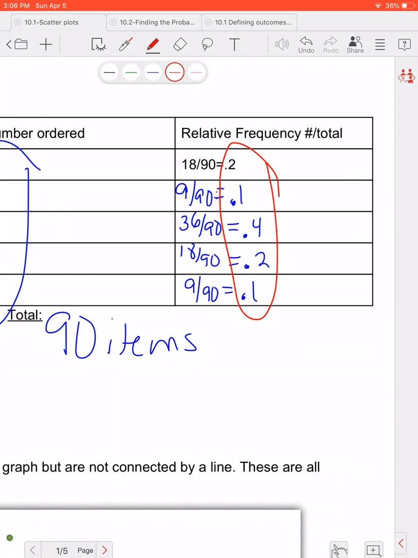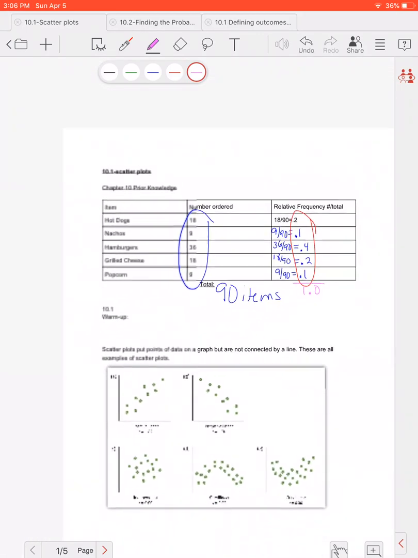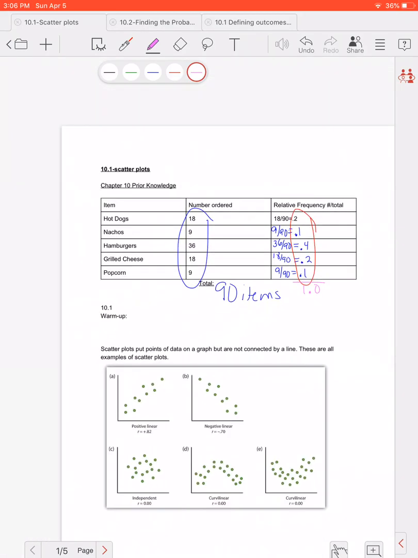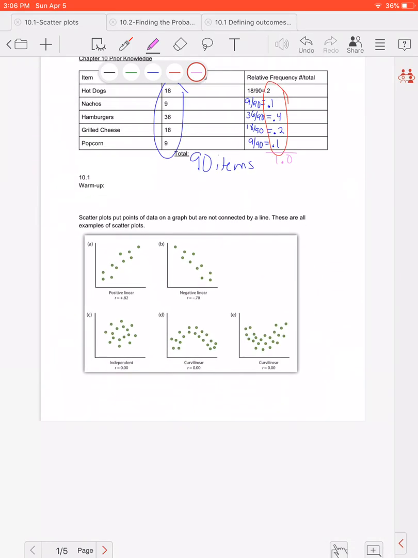Now, what's nice about this is if we add up all of these, the 0.2 plus 0.1 is 0.3, plus 0.4 is 0.7, plus 0.2 is 0.9, plus 0.1 would be 1 whole, if we add all those up, okay? Which means I got all 100% of my numbers, which is a good thing. So that's just some prior knowledge we'll use later in our chapter, okay? So this is the real 10.1.